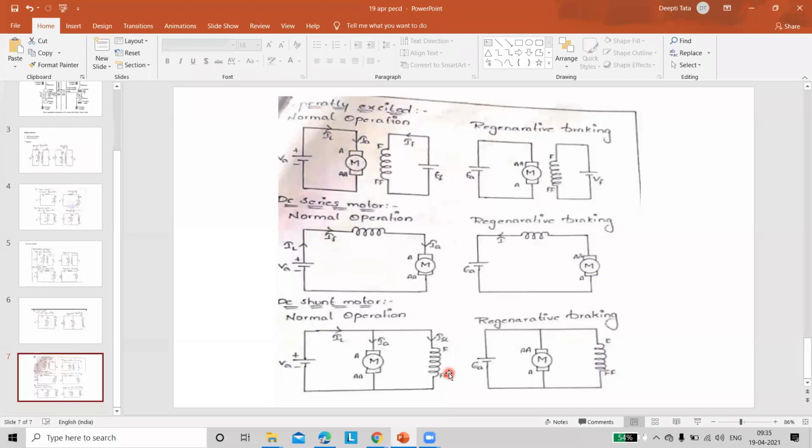And when you observe, whenever the armature terminals are reversed, actually in this motor, the armature current is entering for these polarities. And here the polarities are reversed. Then what happens to the armature current? Is the armature current in the same direction or in the opposite direction? Just think it once and tell me.